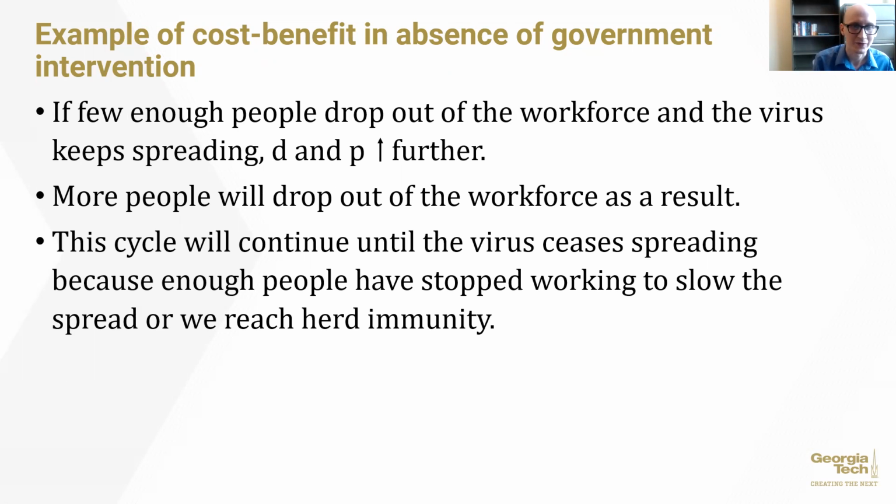If few enough people drop out of the workforce and the virus keeps spreading, then D and P will continue to rise for everyone in the economy. So more people will drop out of the workforce as a result. And this cycle will continue until the virus ceases spreading, either because enough people have stopped working to slow the spread of the virus, or in the extreme case we reach a level of herd immunity.